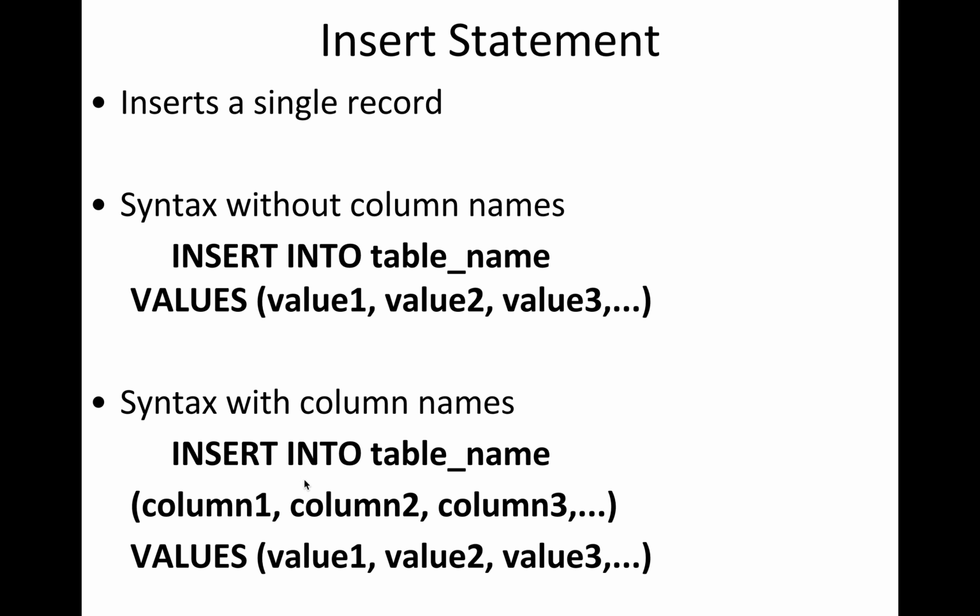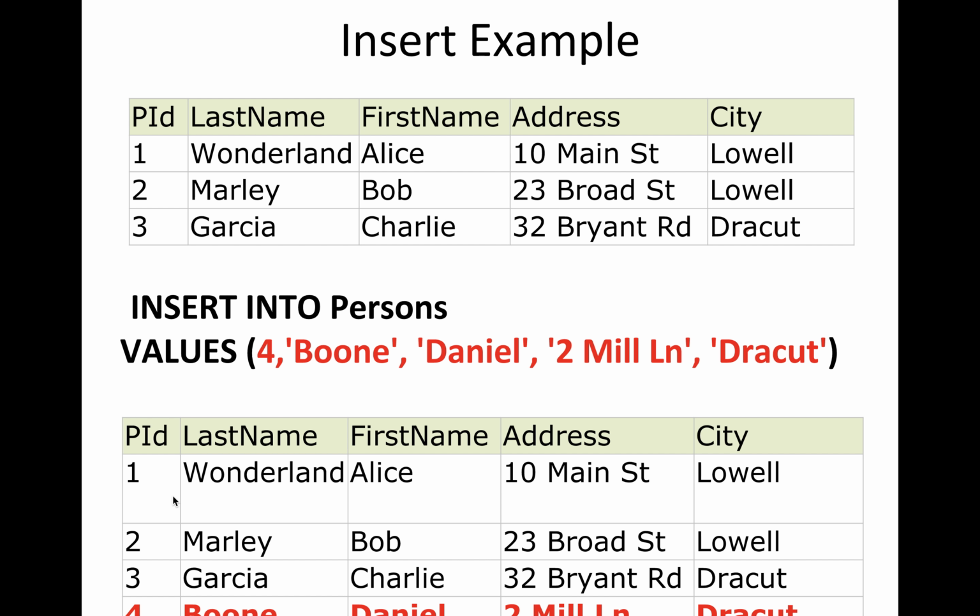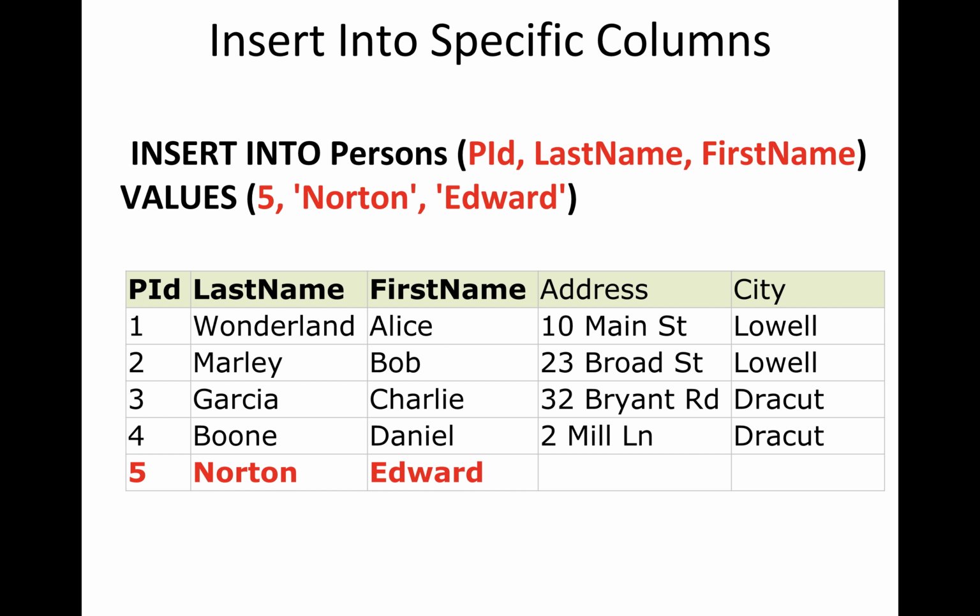Otherwise, if you just want to insert just a few fields, or you want to specify them in a particular order, you can also provide the names of the original fields. So here's an example where we have already 3 records in there, but we're inserting a 4th record here, Boone, that is listed at the bottom.